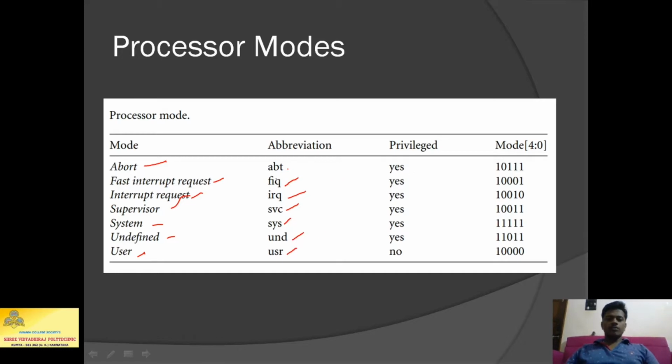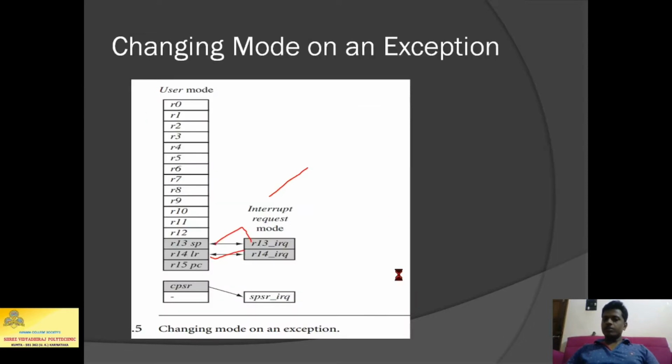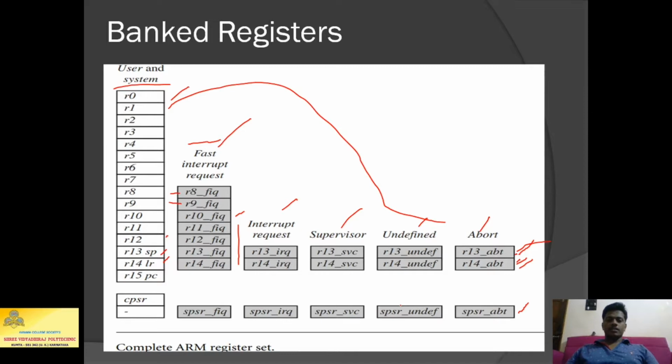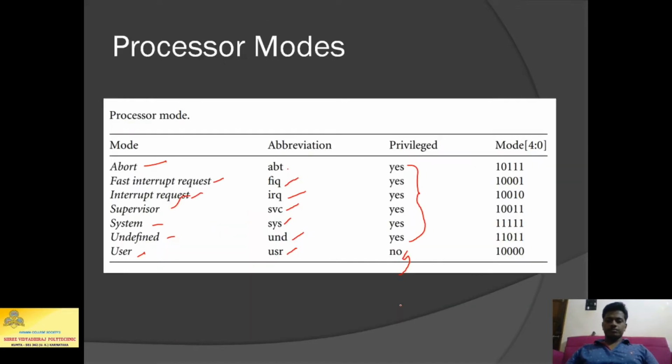Out of these 7 processor modes, 6 modes are privileged modes and only user mode is an unprivileged mode. So what were the privileged and unprivileged modes? We'll move to the previous slide. Privileged mode has full read-write access to CPSR. Unprivileged mode has only read access for the control field, and read-write access for the conditional flags. That was unprivileged mode. Fine.